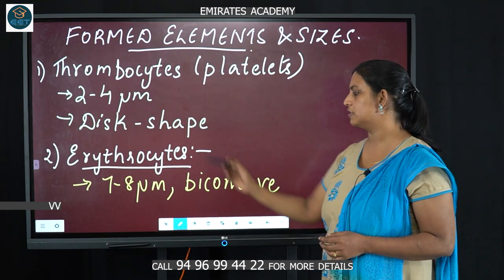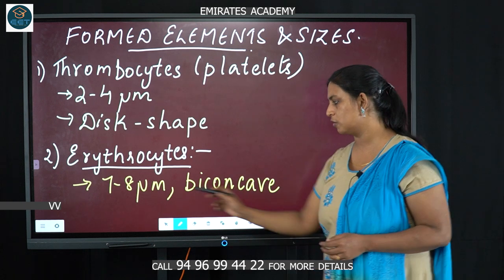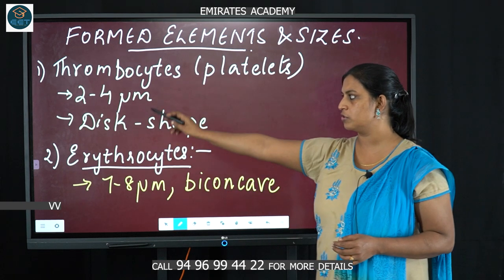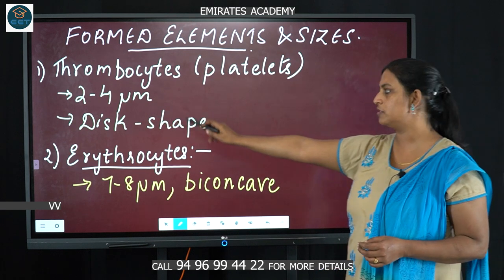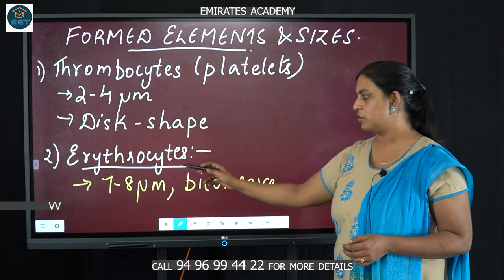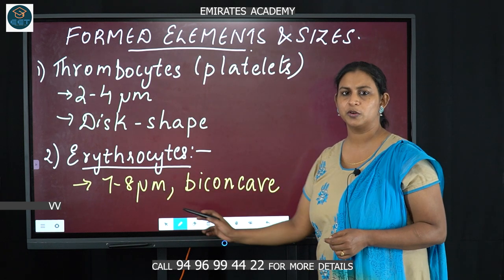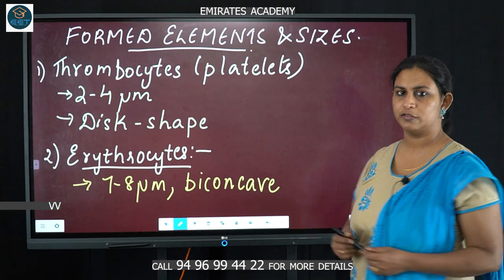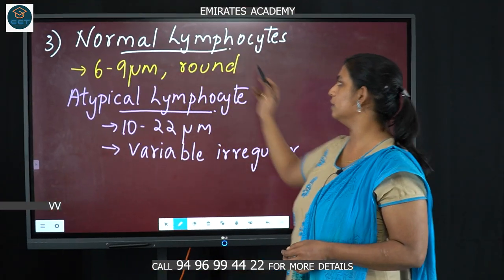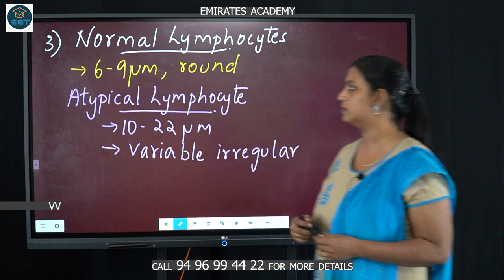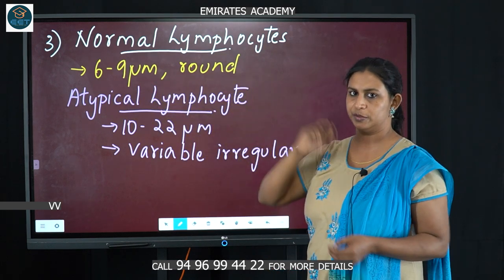Erythrocytes are 7 to 8 micrometers and biconcave. So thrombocytes are smaller than the erythrocytes, between 2 to 4 micrometers, with a disc shape. Let's look into normal lymphocytes. Normal lymphocytes would have a size between 6 to 9 micrometers, and they're basically round, okay?